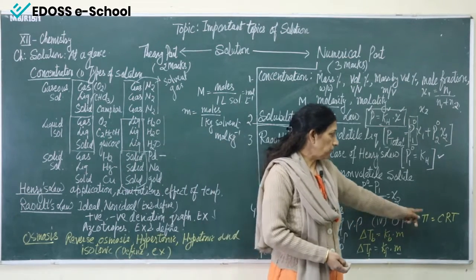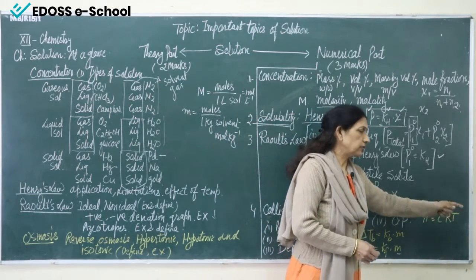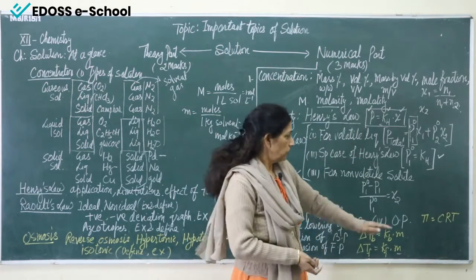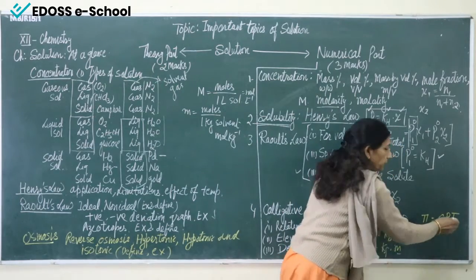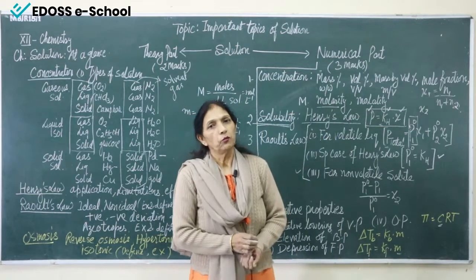For osmotic pressure, pi is equal to CRT, where C is concentration, R is the gas constant, and T is temperature. So here also, if you put the value of concentration, then again we can get the formula to find molar mass.